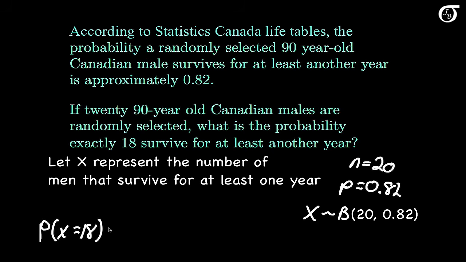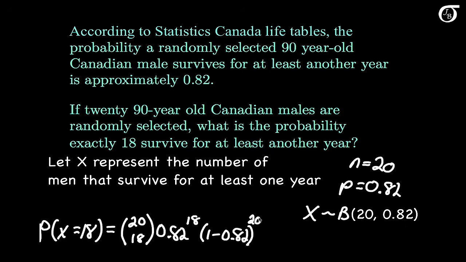We're going to use our binomial probability mass function to calculate that. That's simply going to be equal to our n of 20, choose 18, times the probability of success, 0.82, raised to the number of successes, 18, times 1 minus the probability of success, 1 minus 0.82, raised to the number of failures, or 20 minus 18. And this, rounded to 3 decimal places, works out to 0.173. So the probability that exactly 18 of these randomly selected men survive for at least a year is 0.173.